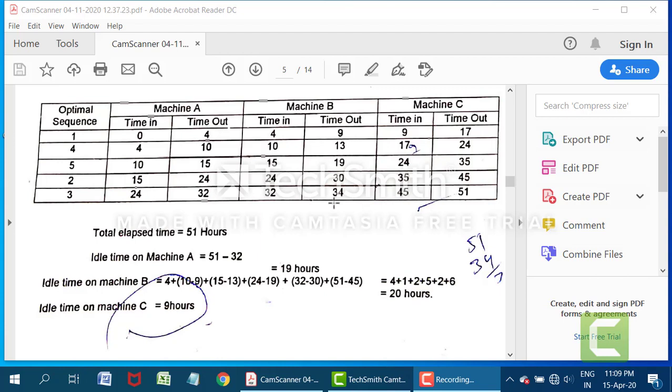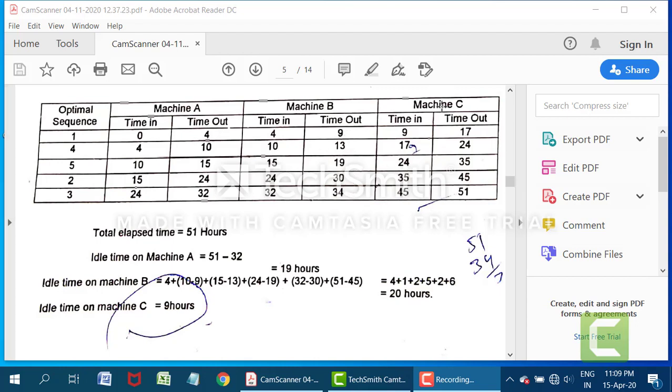So these are the clock times at which each job has come out. First job has come out of machine B at 9. Fourth job came out at clock time 13. Fifth job came out of machine B at 19. Second job came out at 30. Third job came out at 34. So this way they came out.